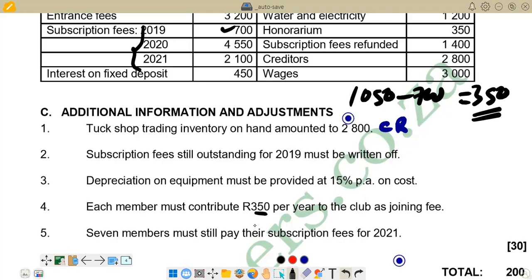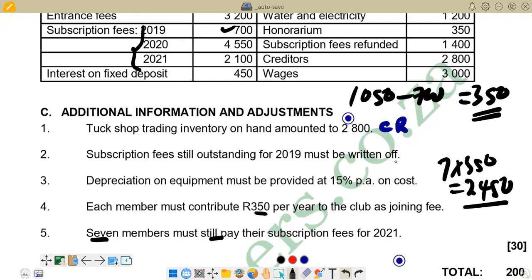So what does it mean? It means these 7 are now outstanding at the end, because whatever we are having in the additional information is representing the balances at the end. So at the end, this is our accrual, because they must still pay. So it means it's still outstanding. So we have got 7 times 350 still outstanding. If you calculate that one, you're going to get 2,450. So this is an accrual.